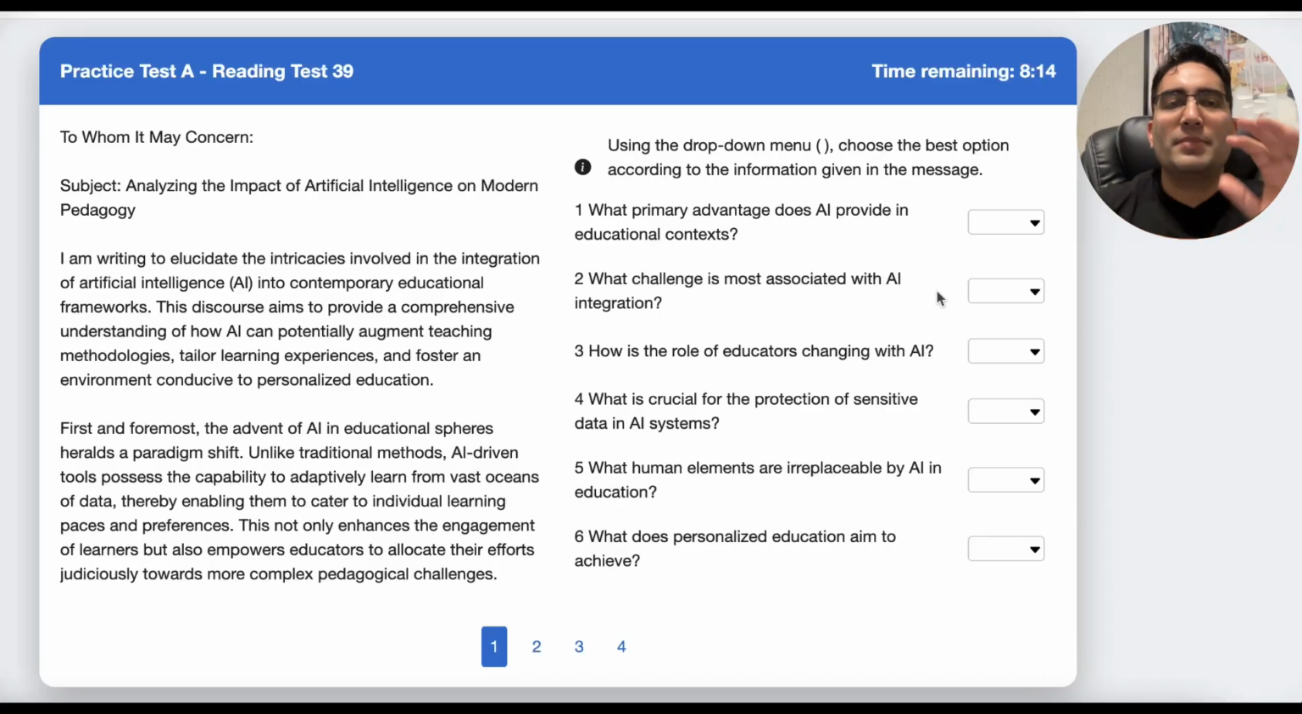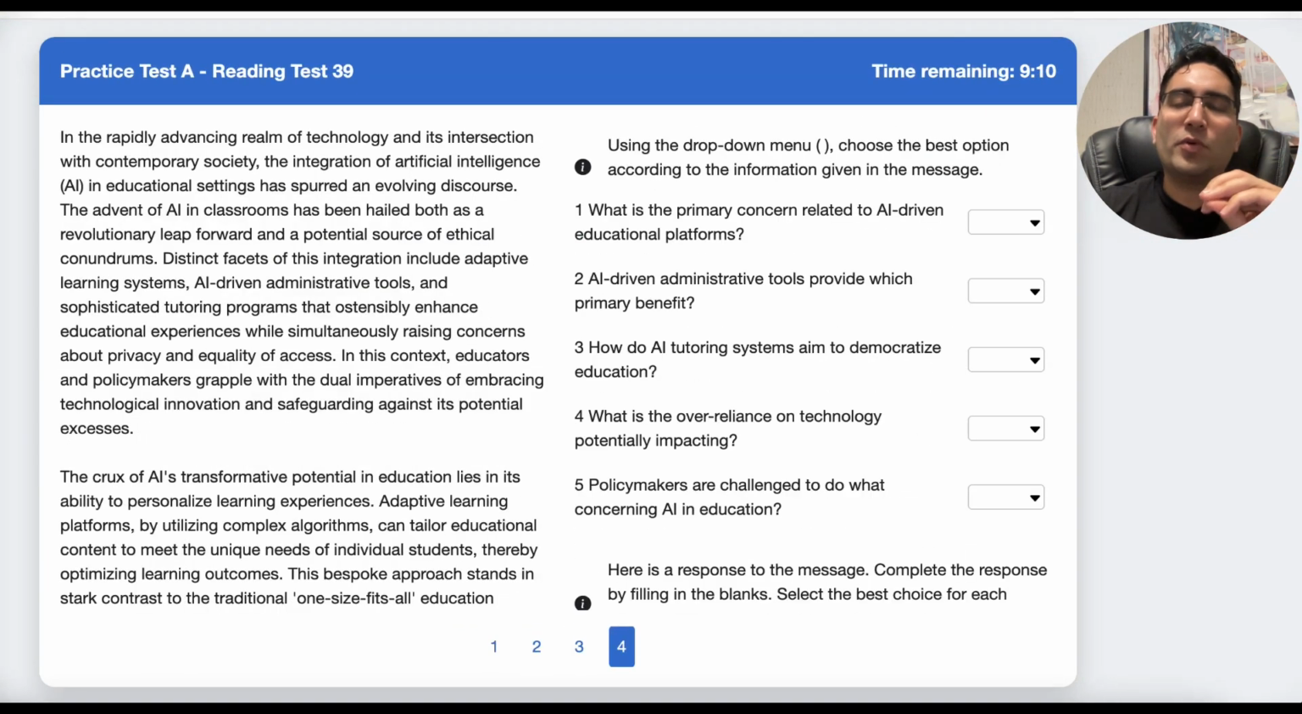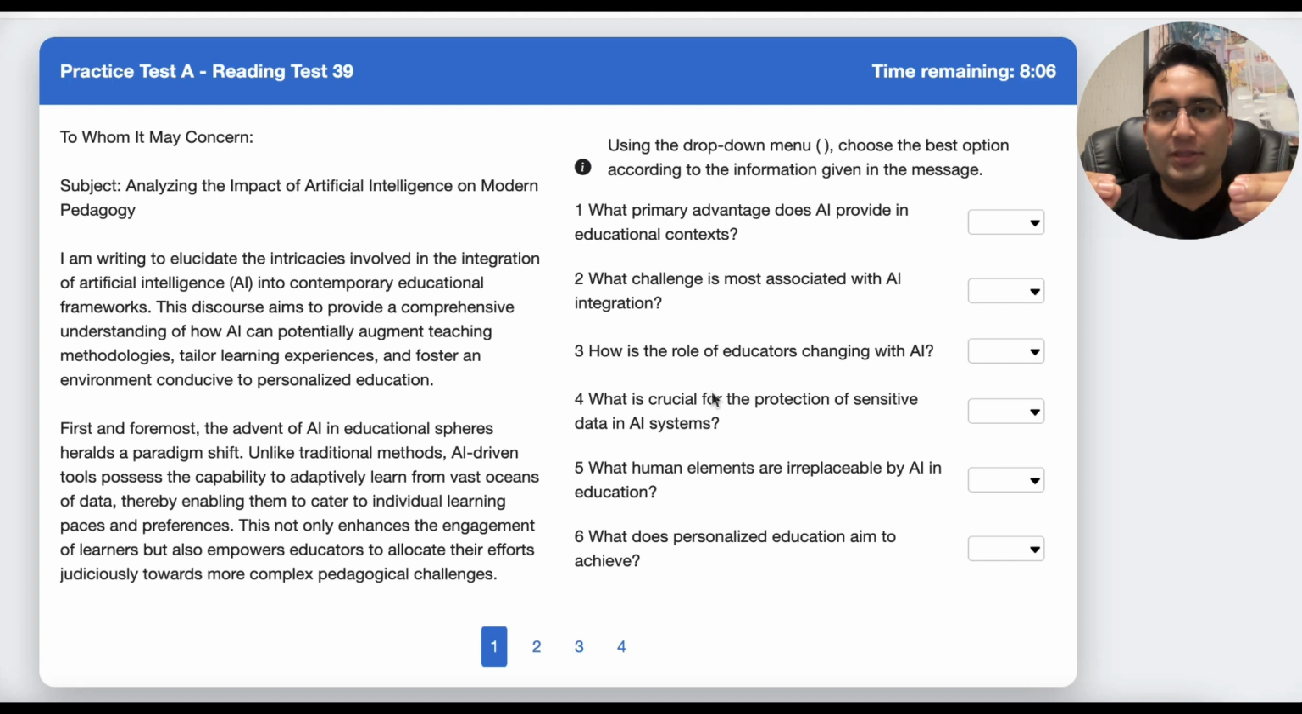For our very first tip, let's try to understand how to manage time in CELPIP reading. This is part 1. We're going to look at parts 2, 3, and 4 and discuss how to manage the time, because it's not as straightforward as you think it is.